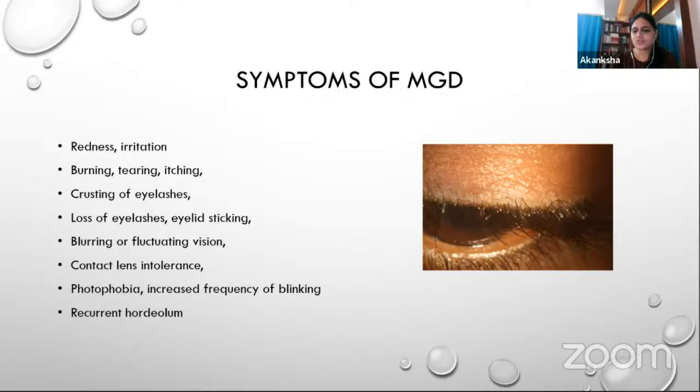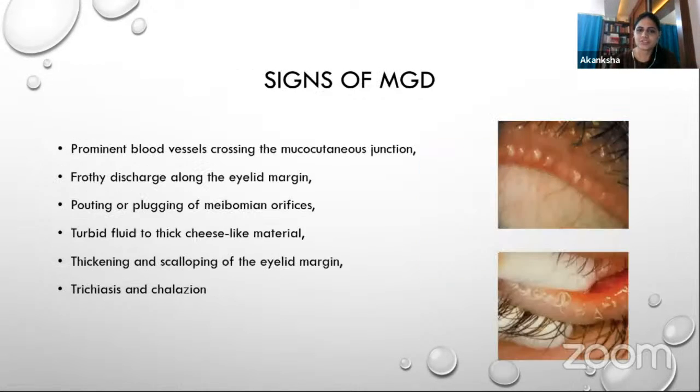Now, we have understood the pathology, but what would the patient come to you with? The patient would complain of redness, irritation, burning, itching, crusting of eyelashes, and loss of eyelashes. Sometimes they do complain of blurring vision. If the patient is a contact lens user, they may give you the history that they are not tolerating the contact lens well. There may be photophobia, increased frequency of blinking, and sometimes even a recurrent hordeolum or a chalazion which is not resolving. These may all be symptoms of Meibomian gland dysfunction.